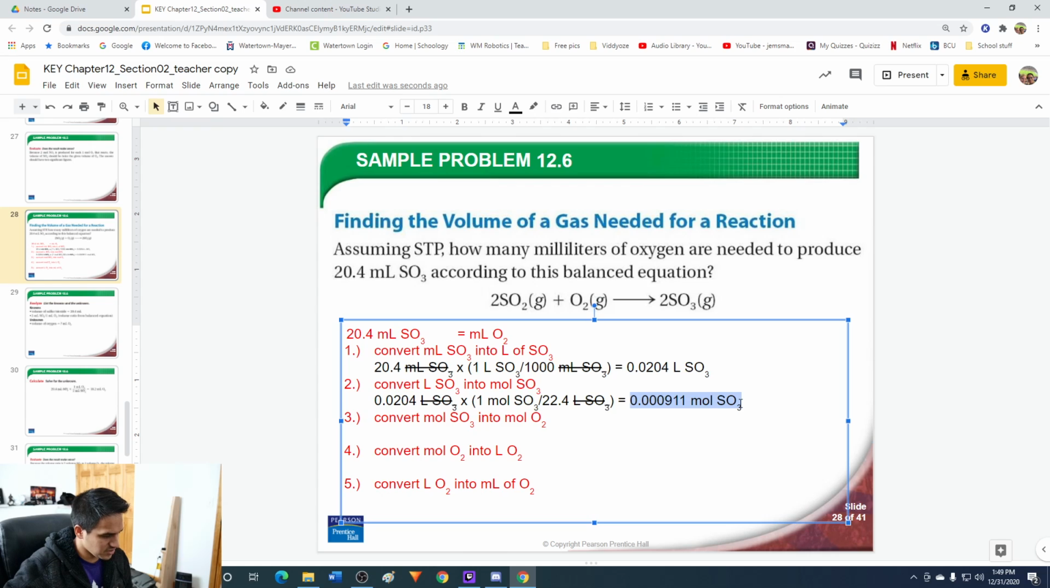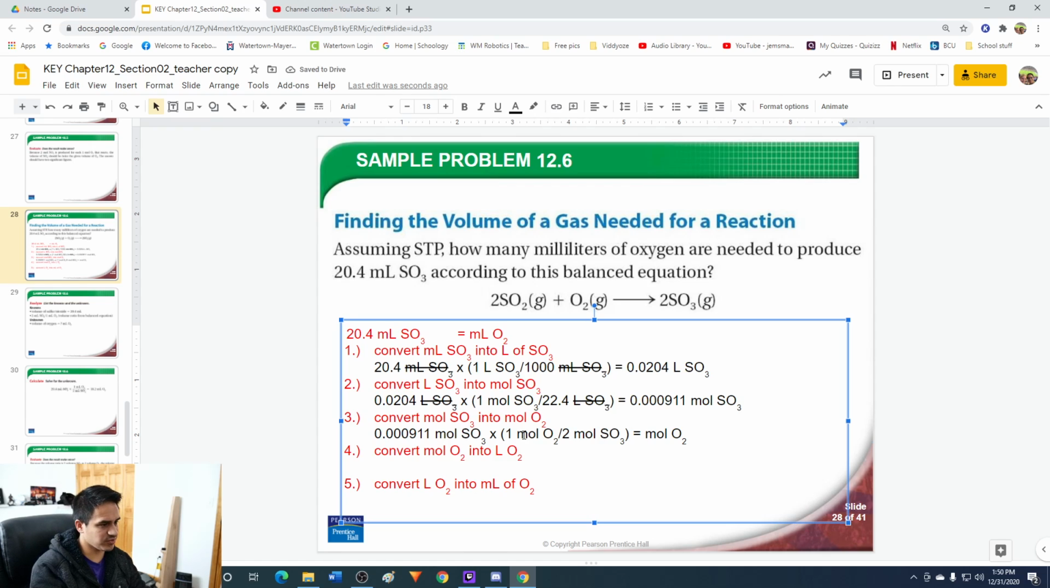So let's just copy and paste this. Okay, so there's moles of SO3. And now we are going to get into moles of O2. To get from moles of one material to moles of another, we need to use the conversion factors in the equation. It's a 2-to-1 ratio. So for every 2 moles of SO3 that we make, we only need 1 mole of O2. So since we're starting with moles of SO3, we're going to have the 1 mole of O2 on the top, the 2 moles of SO3 on the bottom, like this.